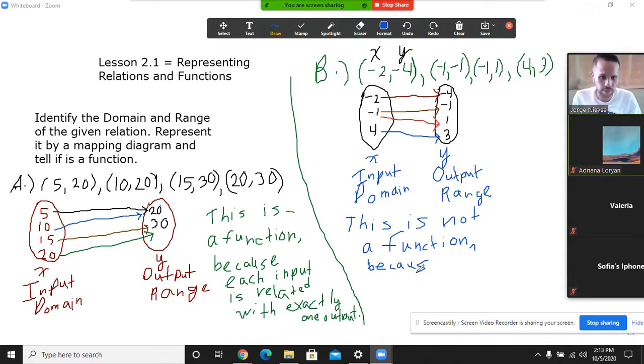The relation is not a function. Usted puede decir también: because the input -1 is related con dos outputs. Ahí está el gran problema. Because the input -1 is mapped, o está relacionado. Usted puede decir cualquier palabra, después que tenga sentido. Is mapped onto both -1 and +1.